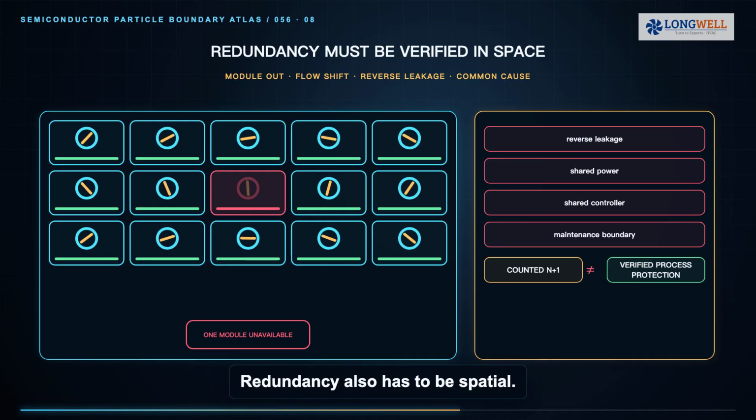Redundancy also has to be spatial. If one ceiling module stops, neighboring units may compensate, but the resulting flow field can shift. Check the module out condition at the protected zone. Consider reverse leakage through an idle unit, common power feeds, shared controllers, and whether one maintenance action can disable an entire bay. N+1 on a quantity list is not the same as verified process protection.